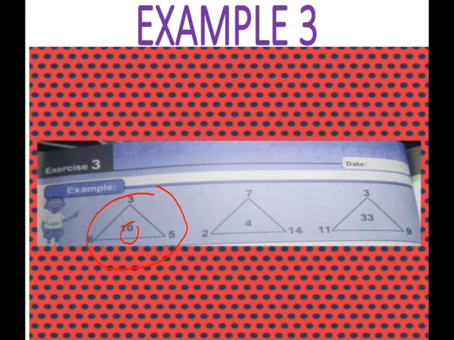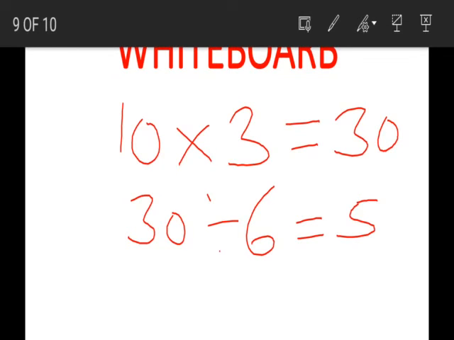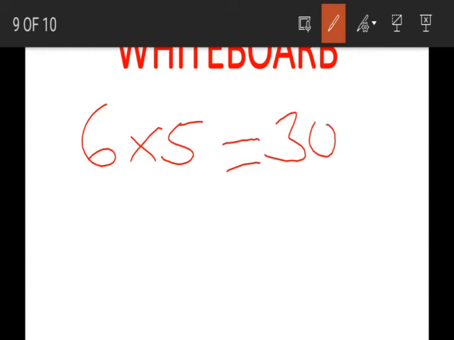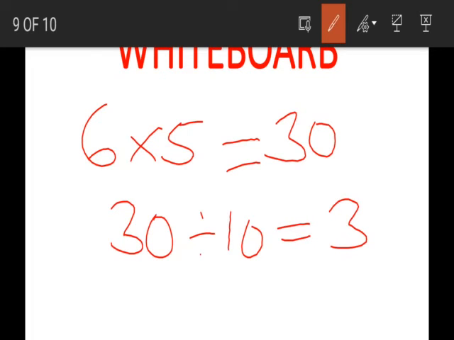Let's go back. Now, assuming 3 was not given, how can you get your 3? Let's go back now to our whiteboard. We are looking for 3 now. So what you do is 6 times 5 will give you 30. Then 30 divided by 10 will give you your 3.